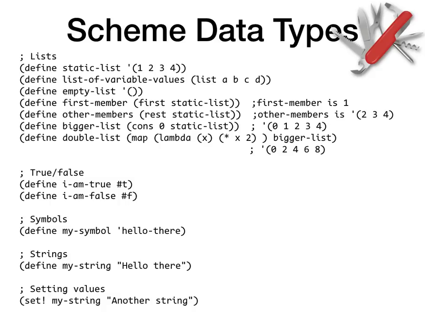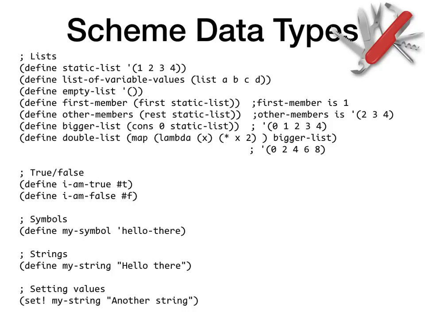However, if I have variables and I want to put them into a list, then I use the list command. That's what's on the next one. So if I say list A, B, C, D, that'll take the values of A, B, C, and D and throw them all into a list. The empty list is just a quote with open close parens. That is used as a null value, which is a terminator in all sorts of situations in Scheme.